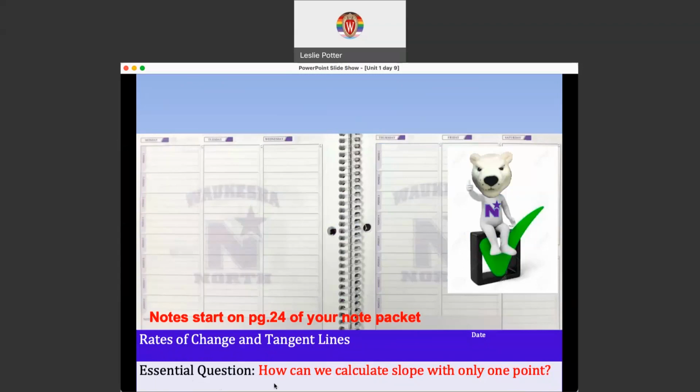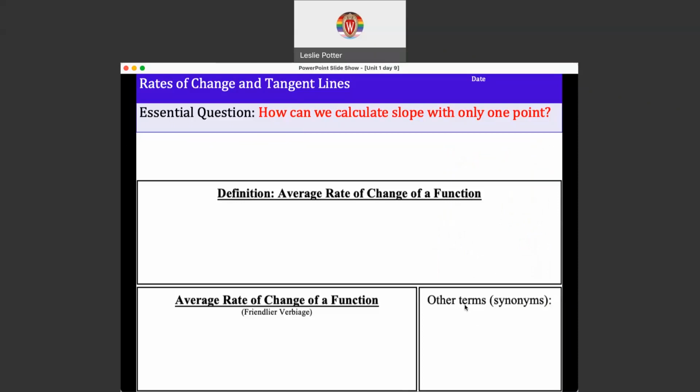And the essential question is, how can we calculate slope with only 1 point? If you remember calculating slope in algebra, you needed 2 points. Why? How can we do that with only 1 point? That's really the question. Okay, so let's take a look at some definitions.